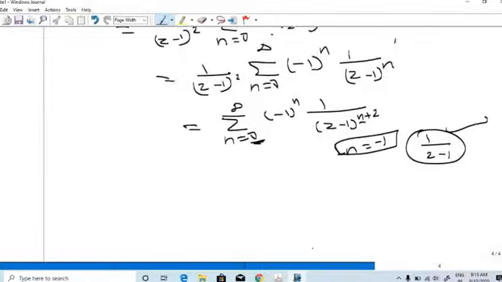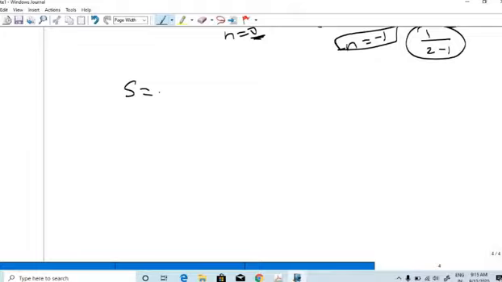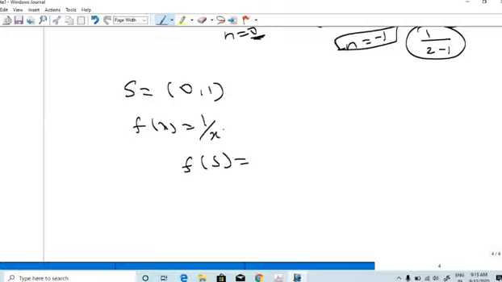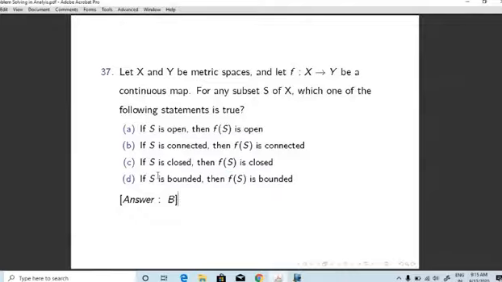Another example is to take S equal to the open interval (0, 1), and the function f of x equal to 1 by x defined on this set. So what is f of S? It is unbounded, because if we substitute 1 by n, we get n. 1 by n is in the interval (0, 1). So what is f of 1 by n? It is unbounded. Therefore, even if S is bounded and f is a continuous function, the image may be an unbounded set. So the second one is the correct answer.